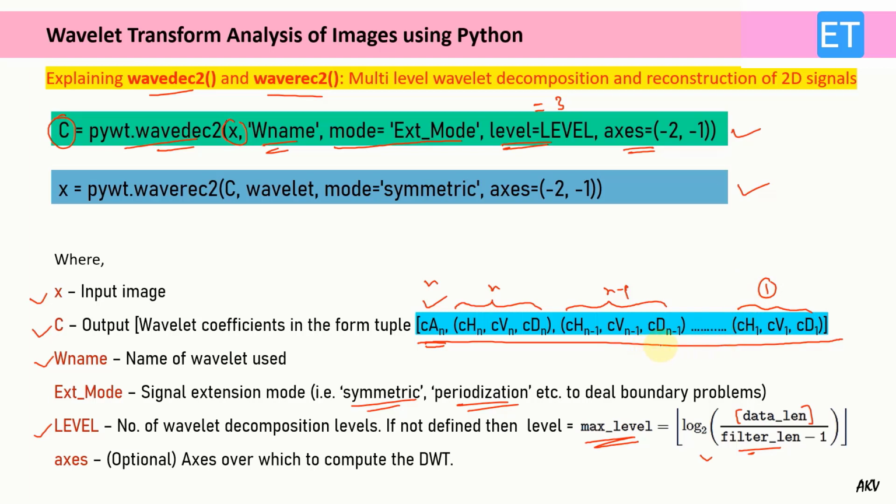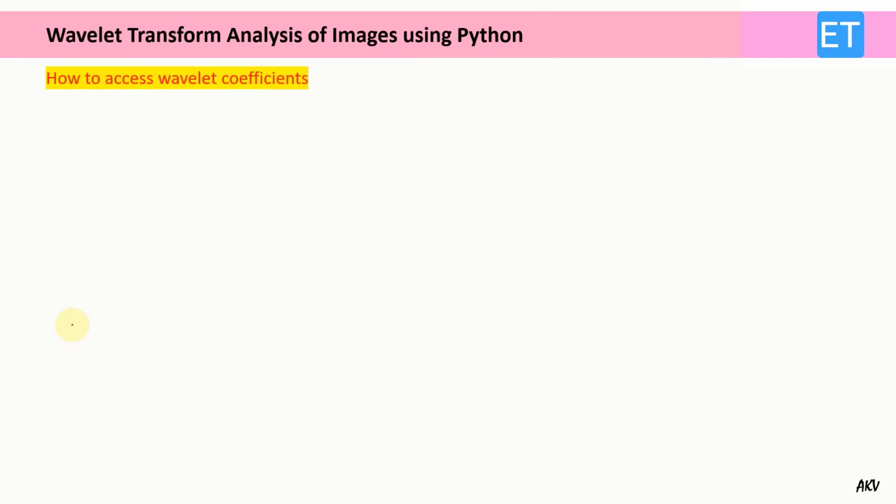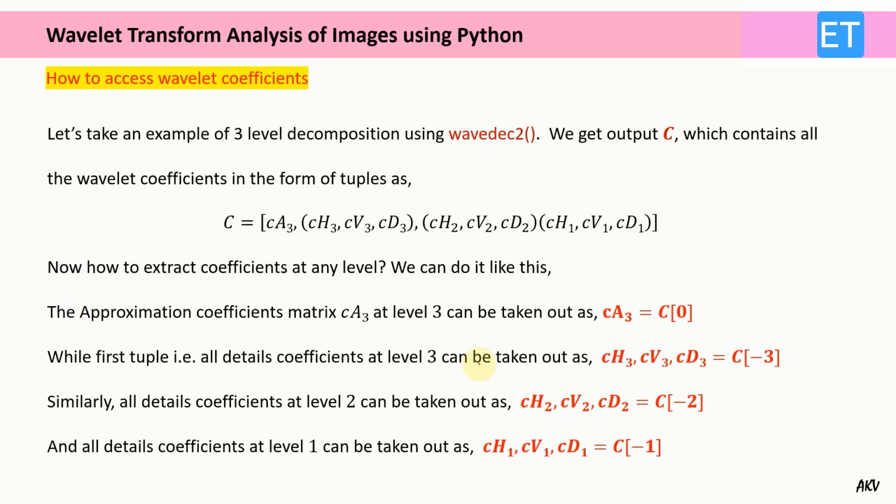So in the next slide I will show you how you can extract any of these matrices from the variable C. So this is how we can access the wavelet coefficients.